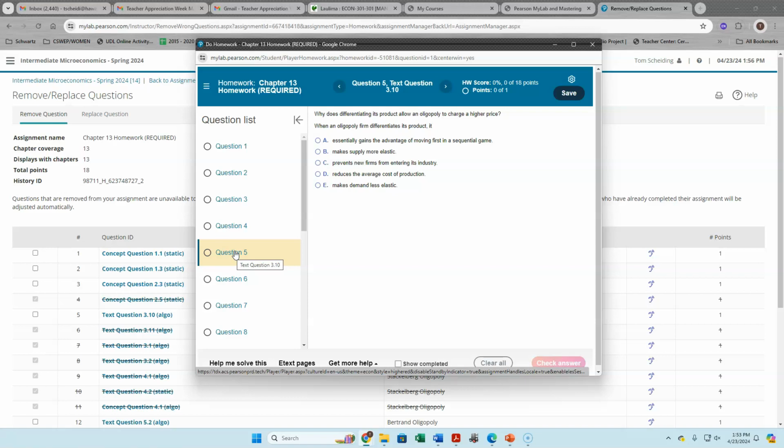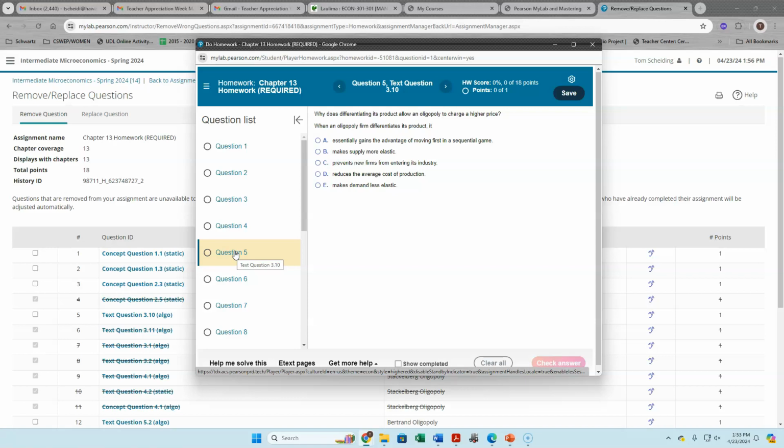Why does differentiating its product allow an oligopoly to charge a higher price? Because when the oligopolistic firm differentiates its product, it's in essence making the demand more unique, or in this case, less elastic, more inelastic. Thus kind of ensuring that you're able to provide the product.